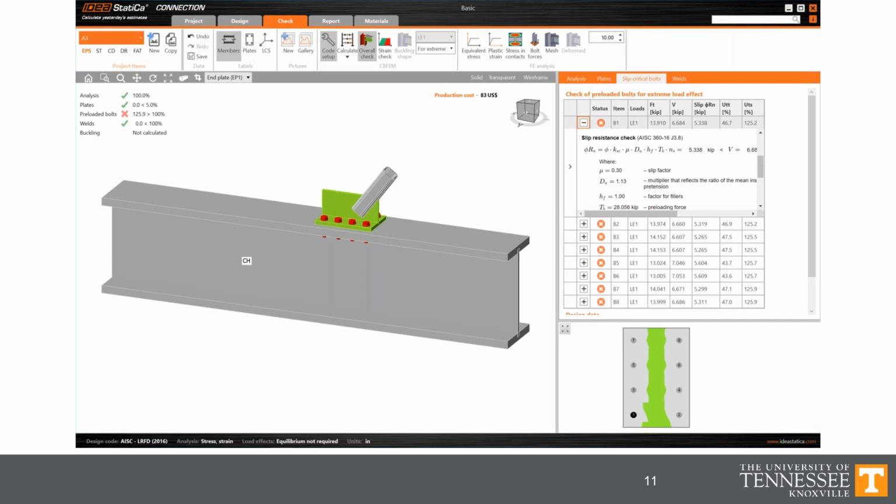Comparing that maximum permitted applied load of 83.9 kips for IDEA StatiCa to the maximum permitted applied load of 90.4 kips for the AISC specification indicates that IDEA StatiCa is about 7% conservative in this particular case. And note that that's not the 25.9% that you might have initially guessed based on the bolt utilization.